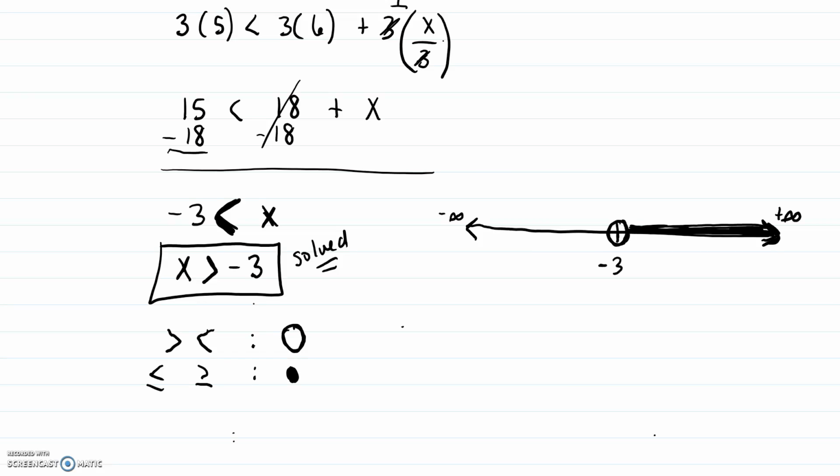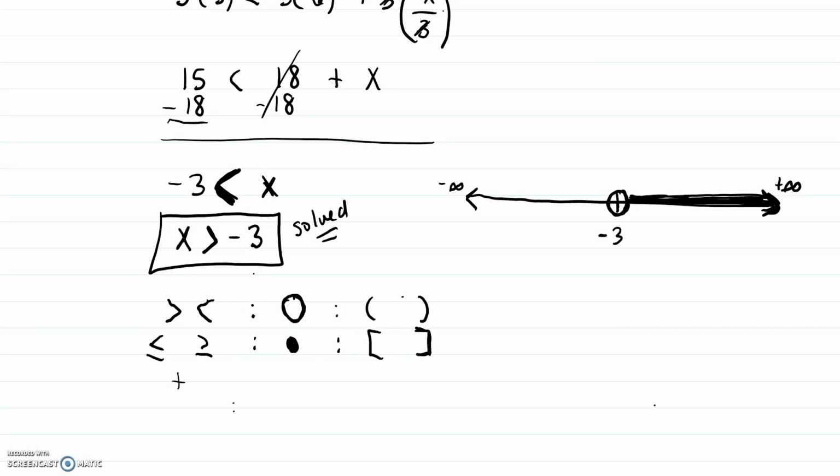Now we want to go ahead and write this in interval notation. Okay, so if your sign is greater than or less than, in interval notation, we represent that by using parentheses. If your symbol's less than or equal to, greater than or equal to, we're going to use brackets to indicate that point is included. Now, if you have infinity in your answer, you're always going to use parentheses around the infinity.